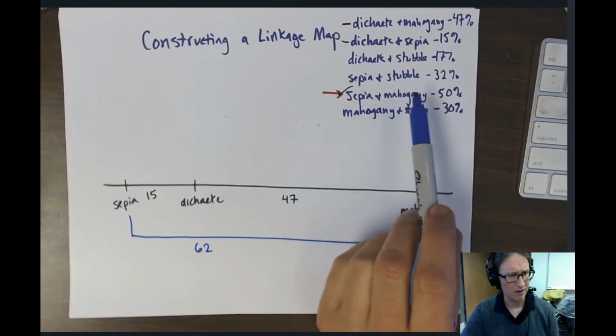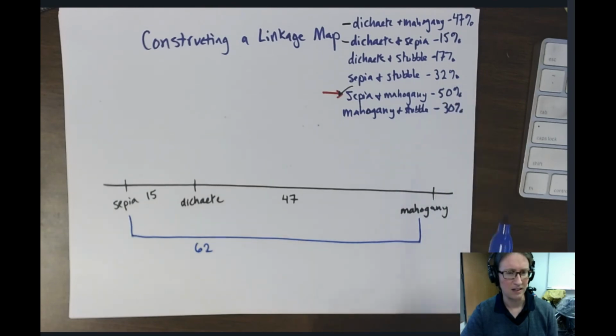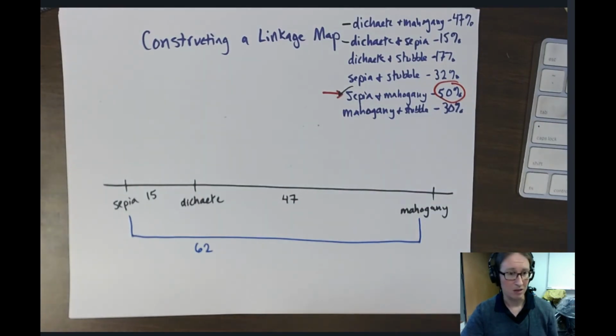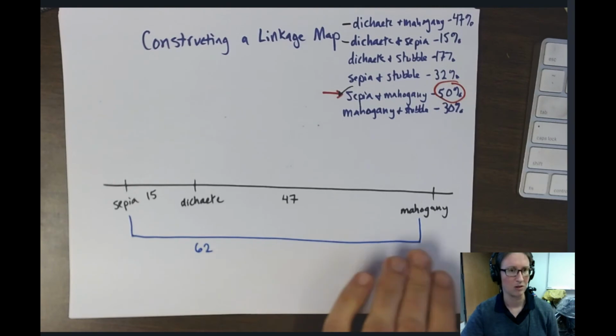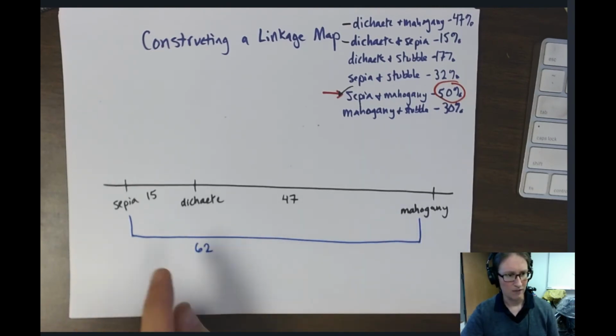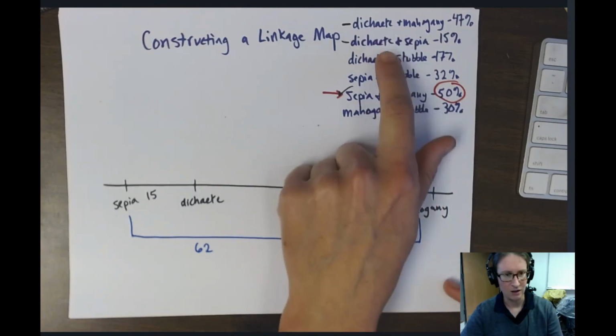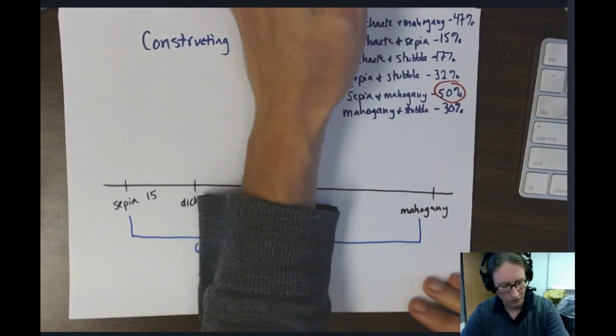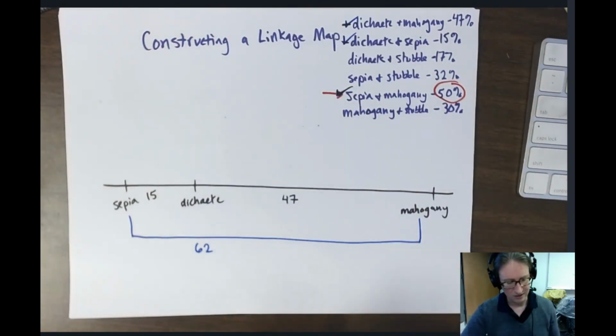So you might wonder, why do we get a recombination rate of 50% for sepia and mahogany if in actuality they are 62 map units apart? That's because 50% is the maximum percentage of recombinants that we could possibly get using linkage analysis. So that's why we have to work with multiple genes to really map out positions. So now I've got dikete and mahogany accounted for, dikete and sepia accounted for, sepia and mahogany accounted for. So we're ready to move on to our next set of genes.